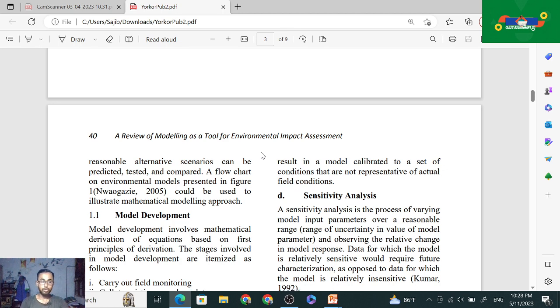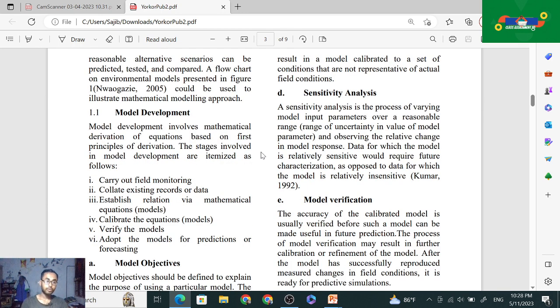approach. Model development এর মধ্যে যেটা আছে, model development involves the mathematical derivation of the equation based on first principles of derivation, and the steps involved in the model development are itemized as follows: carry out the field monitoring, collate the existing sources of data, establish the relations by the mathematical equation model, calibrate the equation models, verify the models, adapt the models for predictions or for forecasting.